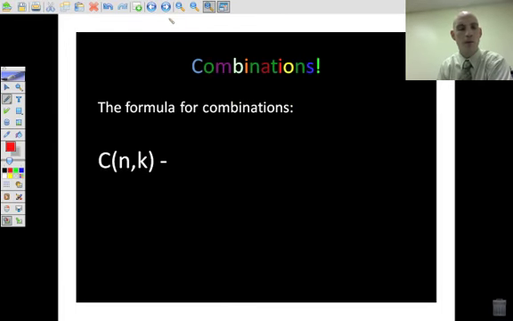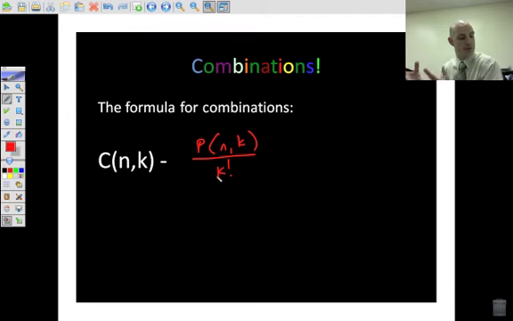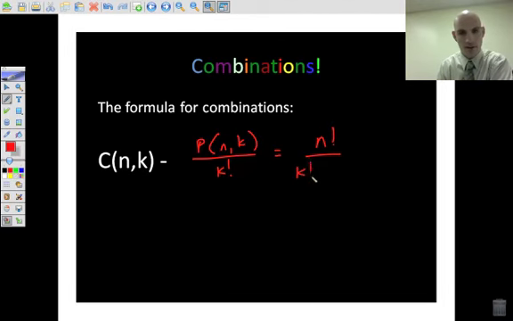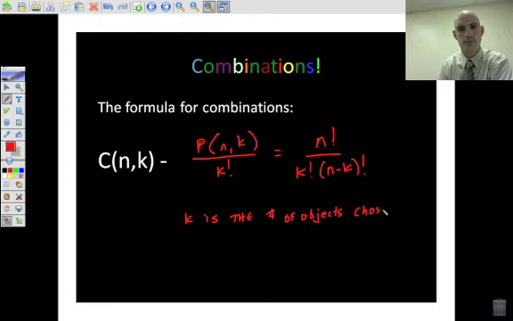Okay? And so combinations in general look like this. We have the permutation of n objects chosen k at a time, and we're going to divide by the factorial of the number of things that we have chosen. So the math of it looks like this: n factorial over k factorial times n minus k factorial. K is the number of objects chosen. Okay? So that's the math for a combination.